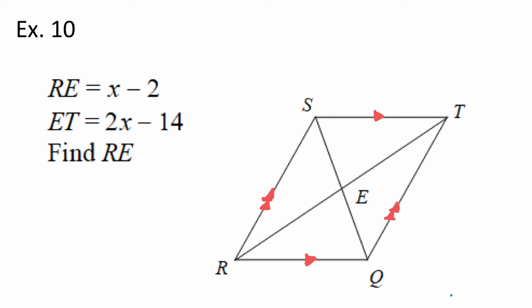So this one, we are given the value RE, which is x minus 2, from R to E. And then we're told ET has a measurement of 2x minus 14. And then they go back and ask us, what was RE? Well, again, these are diagonals. Diagonals have just split one another in half. So if they've been split into halves, that means they're equal to one another.